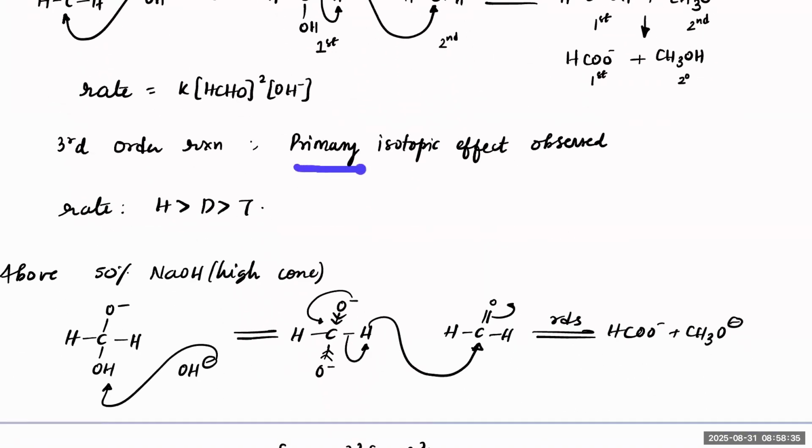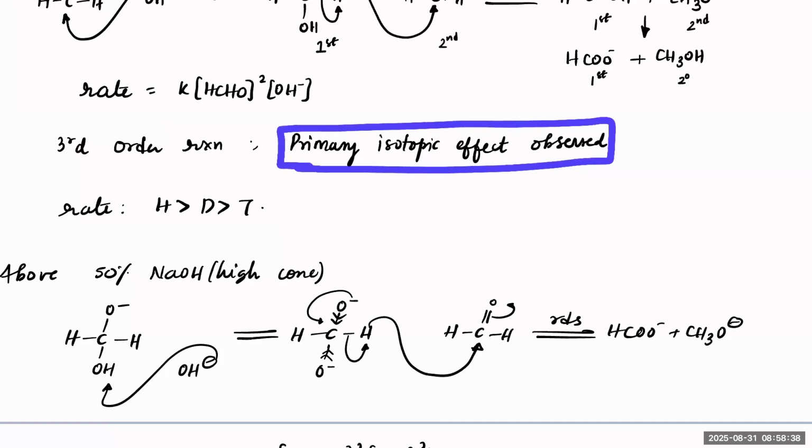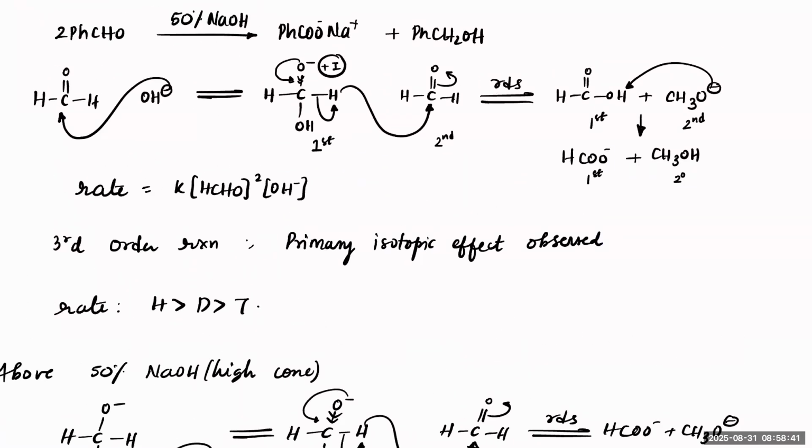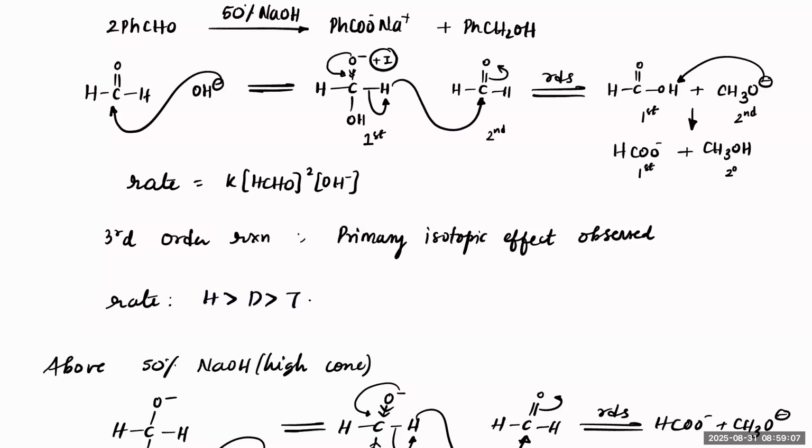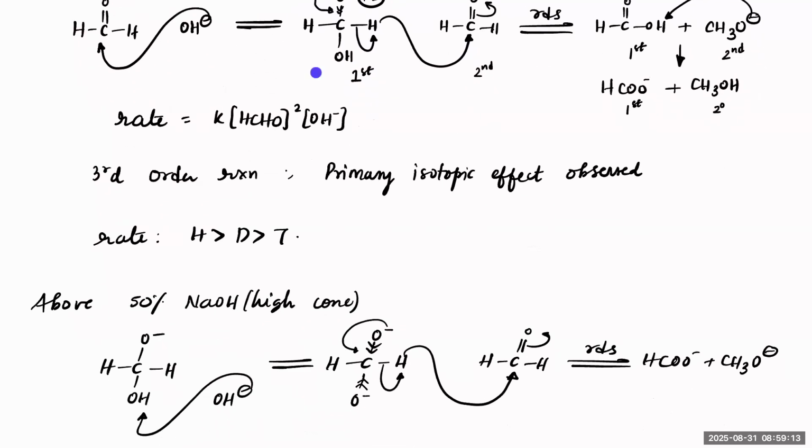In this case also, primary isotopic effect is observed. Why? If you notice the rate determining step, the hydrogen is being removed. So if by chance there is a deuterium here, the reaction will become even slower, quite slow reaction. Okay. So which means if you have only hydrogens, the reaction rate is better compared to deuterium, compared to tritium. Okay.